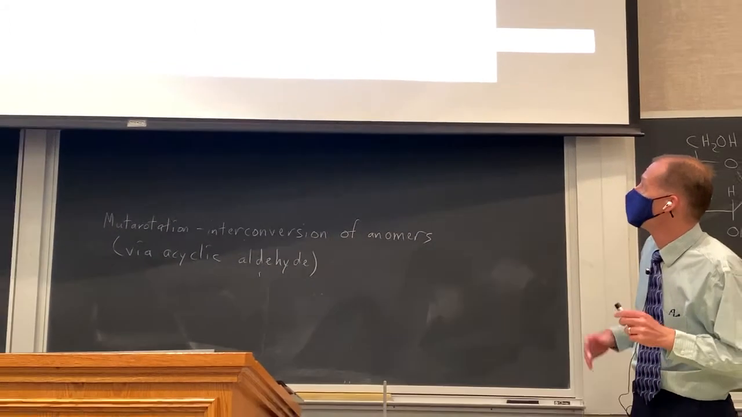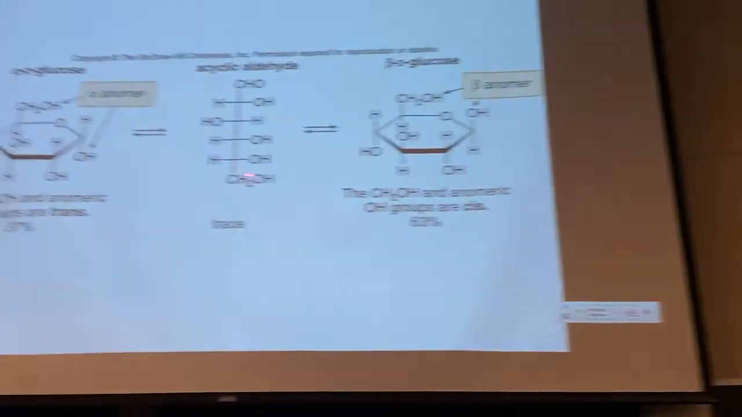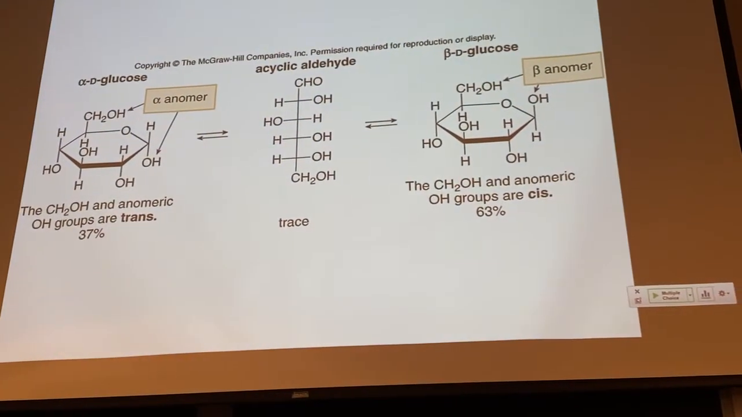We showed you how to convert from a Fisher projection to a Haworth projection, and we showed you about anomers: the alpha anomer, where the hydroxyl at the anomeric carbon is trans to the primary alcohol, and the beta anomer, where that hydroxyl at the anomeric carbon is cis to the primary alcohol. What we didn't tell you yet is that there is an equilibrium between these anomers. They interconvert with each other, okay?